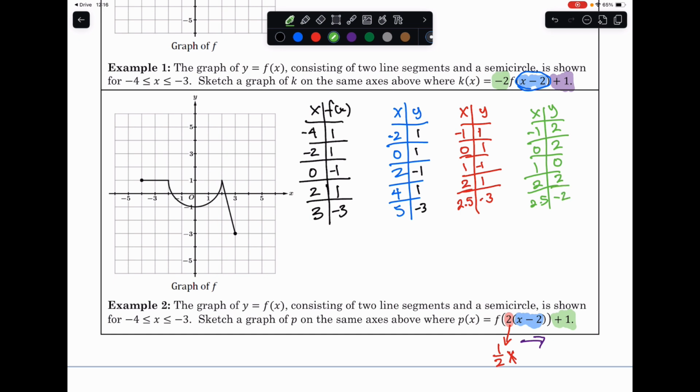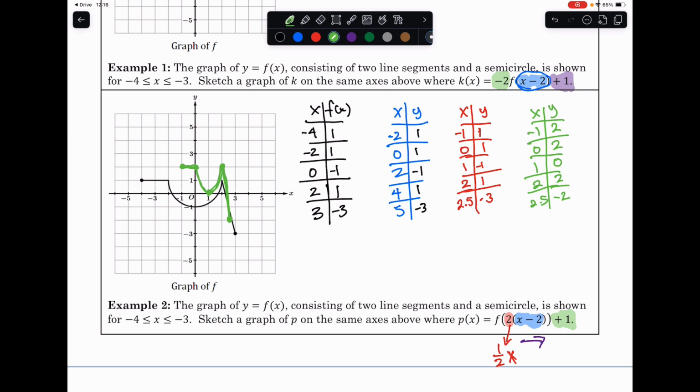So let's plot it and let's see what this graph is going to look like now. So negative 1, 2 is here. 0, 2 is there. 1, 0, 2, 2, and 2.5 and negative 2 right there. Connecting these two, connecting these with what should look like a semicircle, and then connecting these two with a line segment will make the graph look like that.